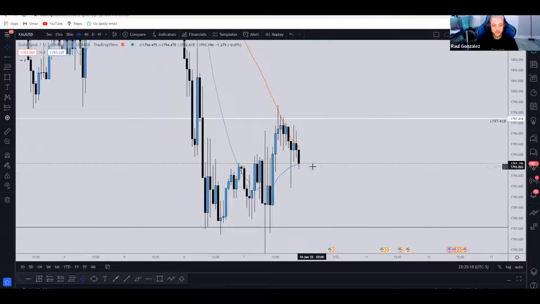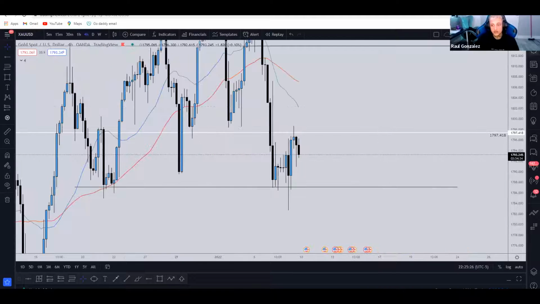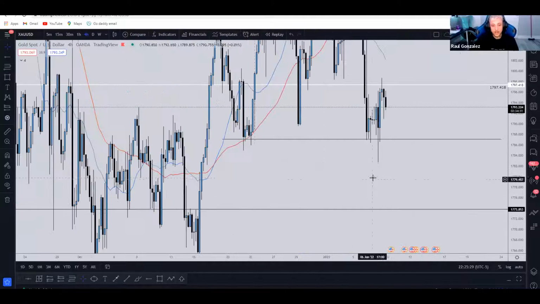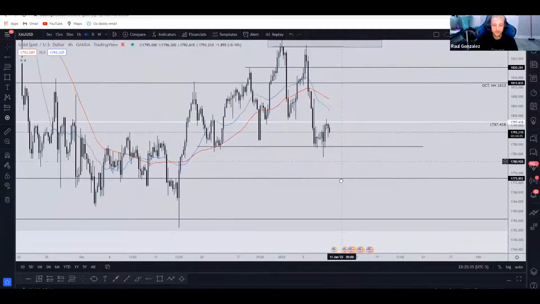For me to take a position, I don't want to wait for that retest, I want to wait for that confirmation to take that short position back down to 1787, where I'll then look to take that short. Same thing with silver. What I'm going to be looking out for here is for price to break 1787, which will then travel down to 1773.